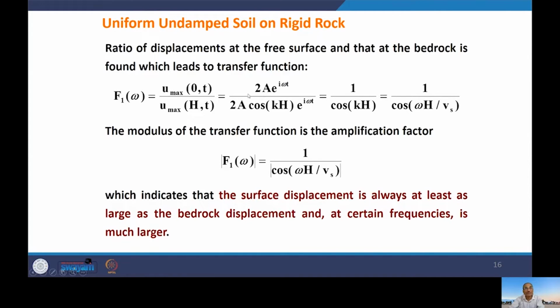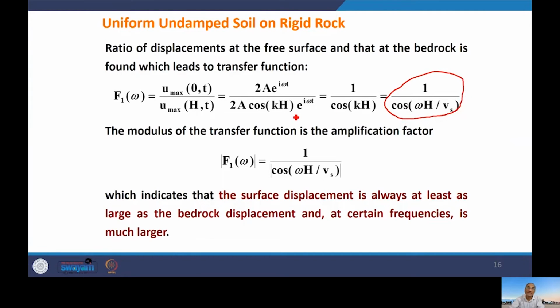Once you put Z equal to 0 and Z equal to H, and B equal to A in our equation, then you simplify, and A is cancelled out. Ultimately, you end up with 1 over cos kh, where k is nothing but omega over Vs. So this is basically f1 omega.